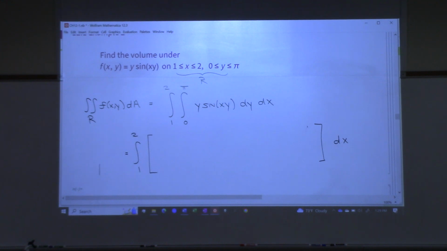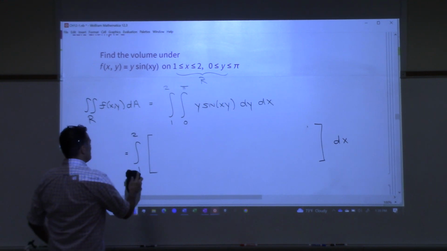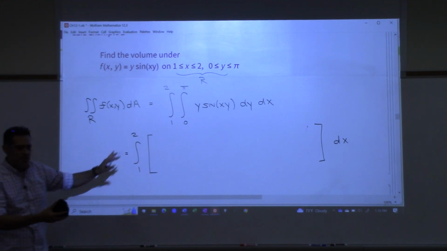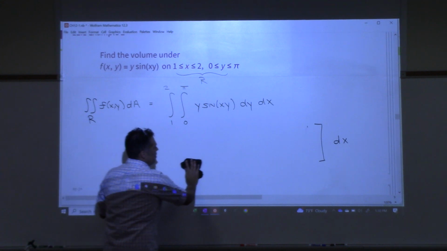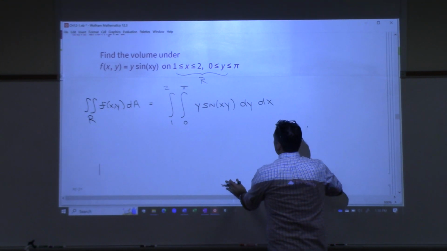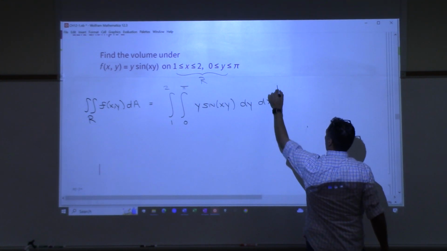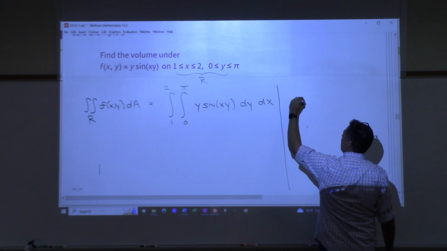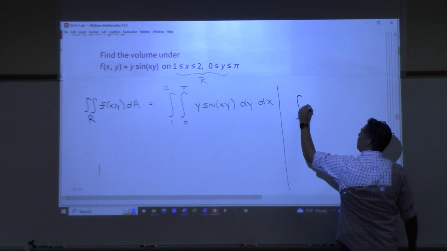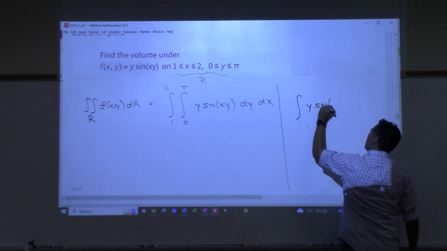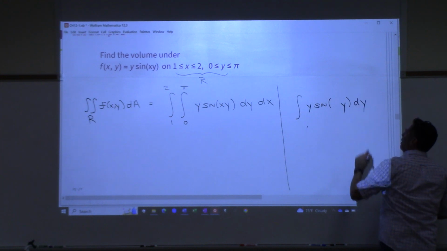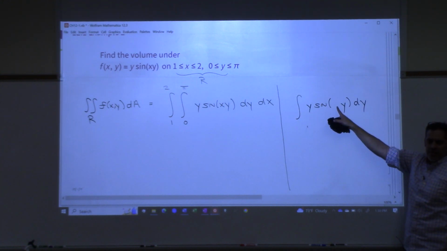So how am I going to do that? So wait a minute, let's time it. I'm going to go do some scratch work, okay? So I'm going to erase this so I can do some scratch work. I'll come back to that step in a moment. Just forget there's even any limits of integration. What is the antiderivative of y sine of xy dy, and I'm treating the x like it's a constant, right?